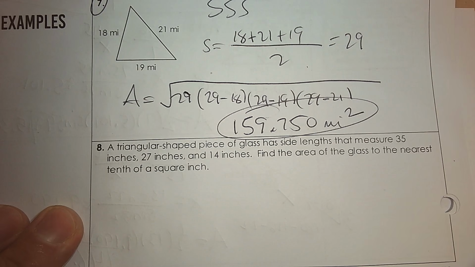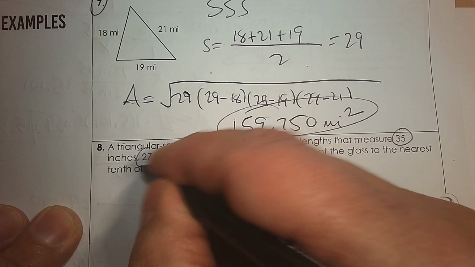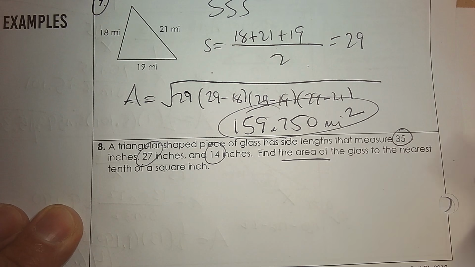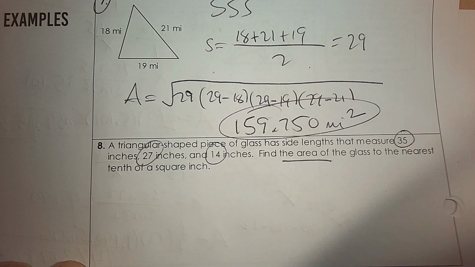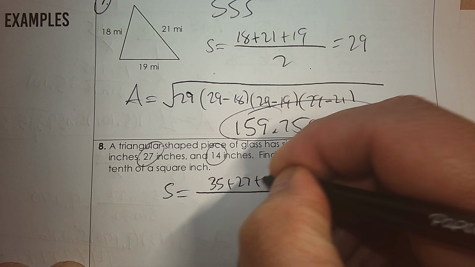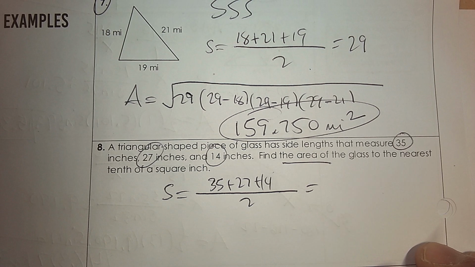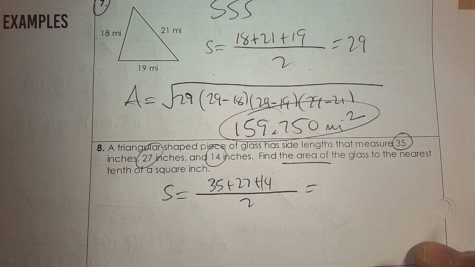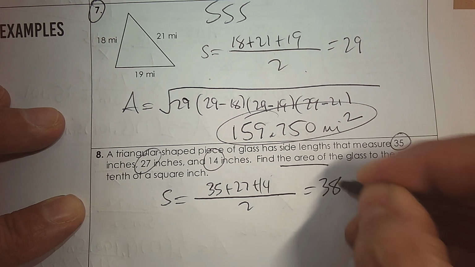Number 8. A triangular shaped piece of glass has sides 35, 27, and 14. What's the area to the nearest? So, if you know all three sides of a triangle, how do you find its area? This is called Heron's formula. Step 1, you add all three sides and divide by 2. Again, when you use your calculator, you go 35 plus 27 plus 14, press equals. Then divide by 2. 35, 27, 14. It's even. So it's 38 when you divide by 2.